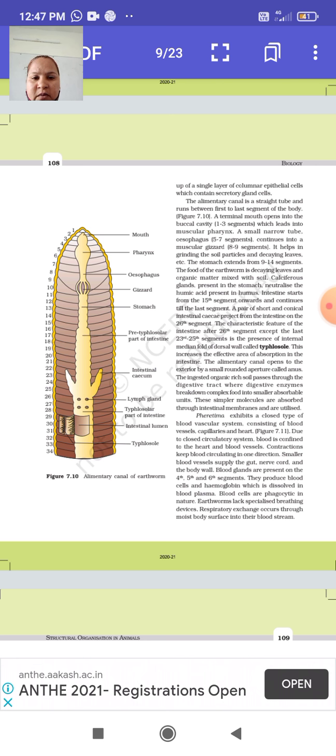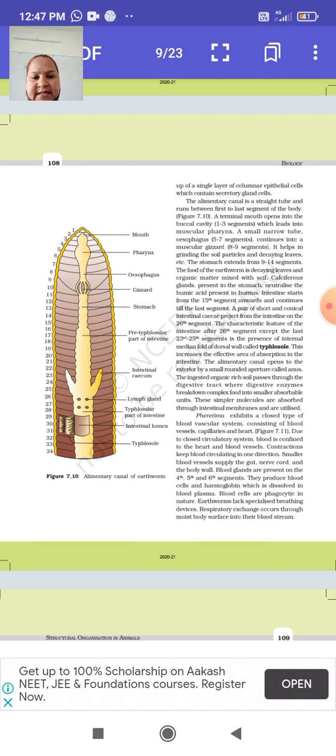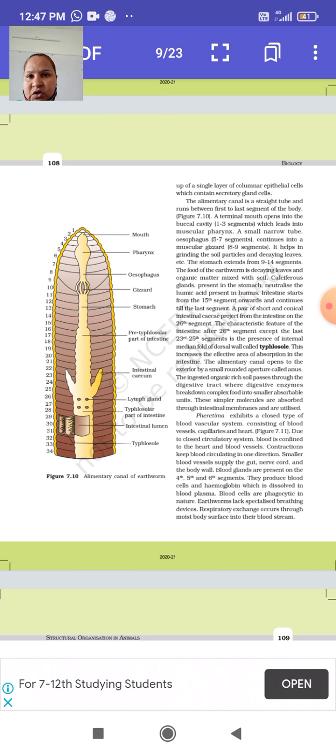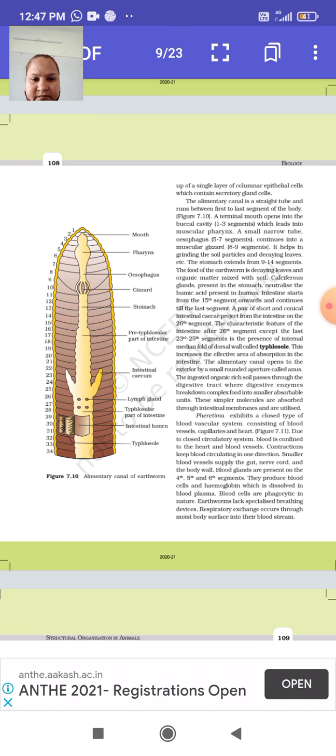Smaller blood vessels supply the gut, nerve cord and the body wall. Now blood glands are present. Basically, blood glands are present on the fourth, fifth and sixth segment. They produce blood cells and hemoglobin, which is dissolved in the blood plasma. Now blood cells are phagocytic, meaning if there is any microbe present in the blood, these cells will engulf that foreign particle. So we can say that they are showing phagocytic nature.